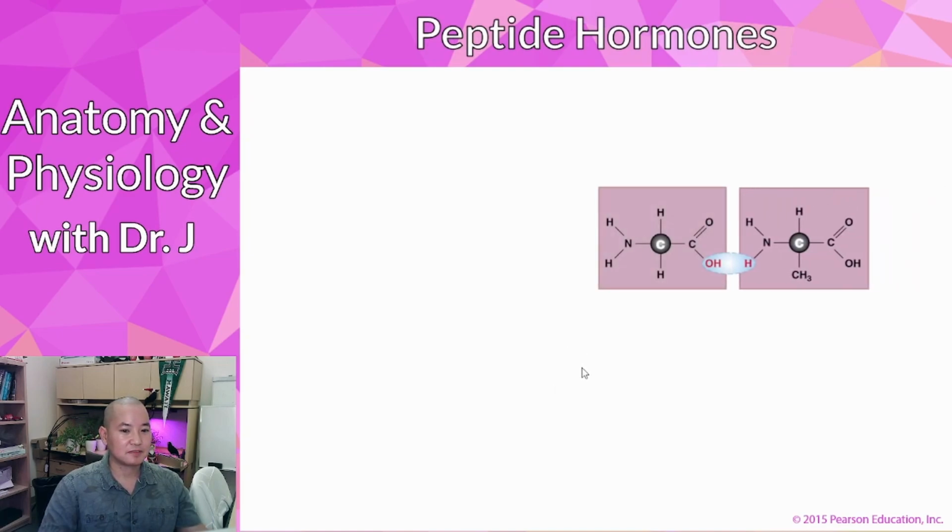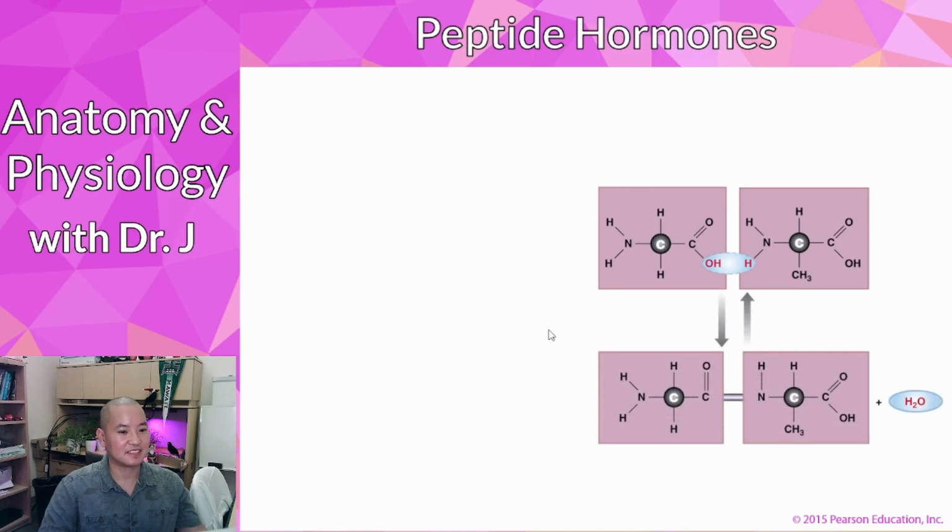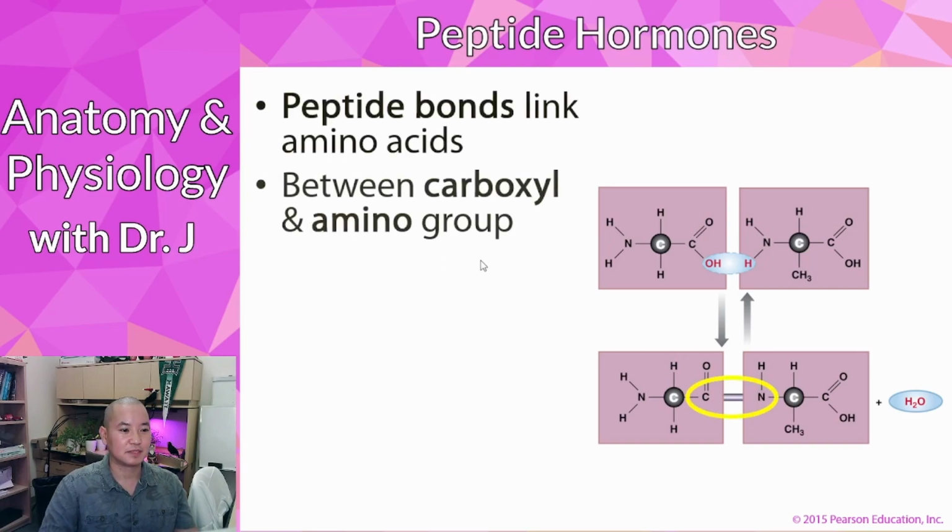Now, peptide hormones involve bonds between two amino acids. This is a specific type of bond between what we call the carboxyl group right here and this amino group. Just think of it as a bond between the carbon and the nitrogen. This bond that formed between this carbon and nitrogen atom is a peptide bond.